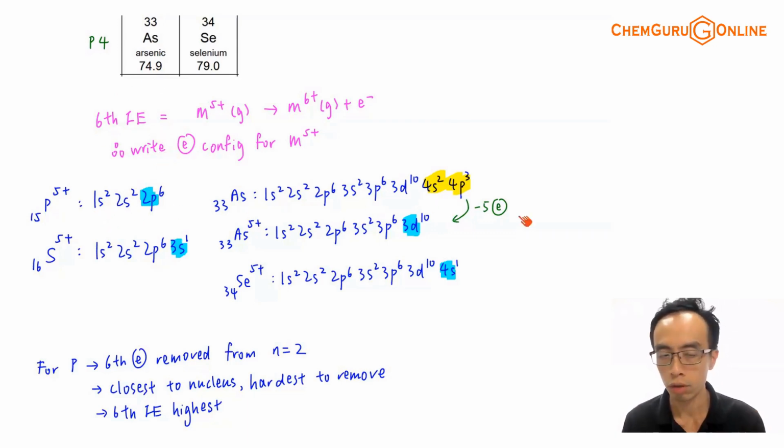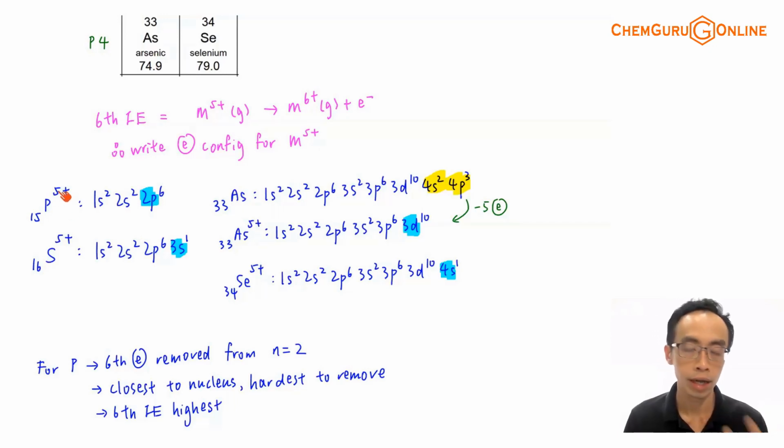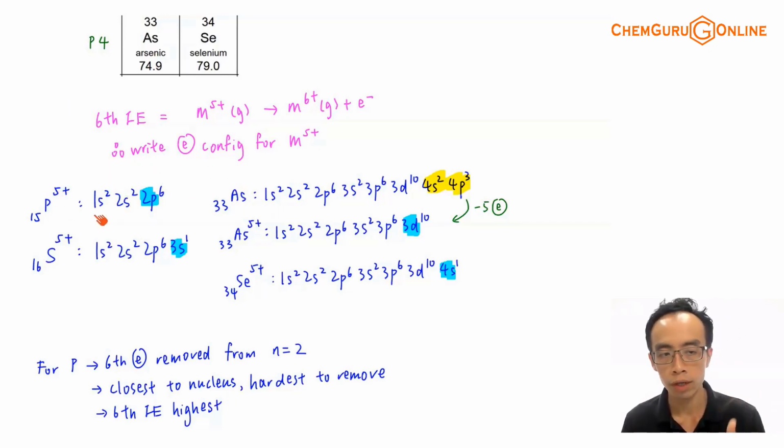So the electronic configuration for M5+ for each of these elements is here. Phosphorus 5+, which has only 10 electrons, has electronic configuration 1s2, 2s2, 2p6. Sulfur 5+ with 11 electrons has electronic configuration 1s2, 2s2, 2p6, 3s1.